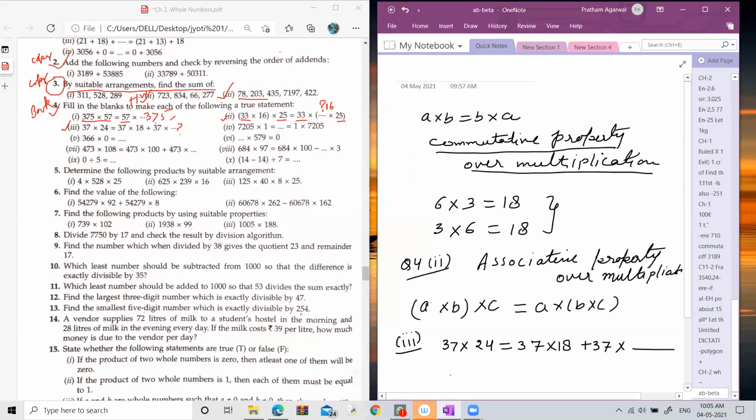So what do you have to write here to make both sides equal? Look, children, what we have to do? We have to break 24 into 2 numbers such that the sum is 24. So one of them is 18. So which is the other number? Which number are you going to add to 18 to get 24? Quickly subtract 18 from 24. Then you will get that number.